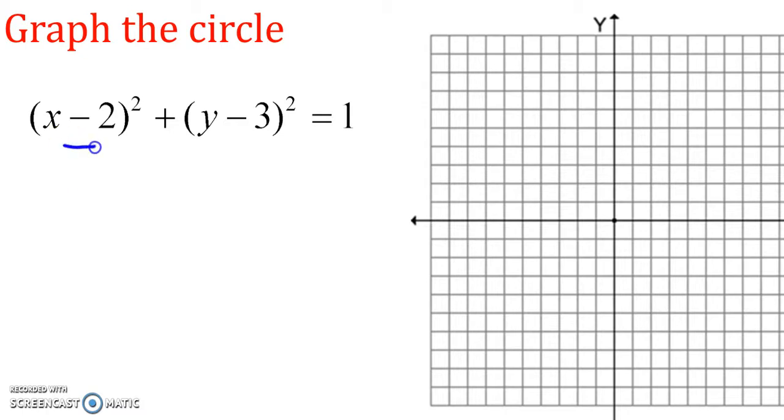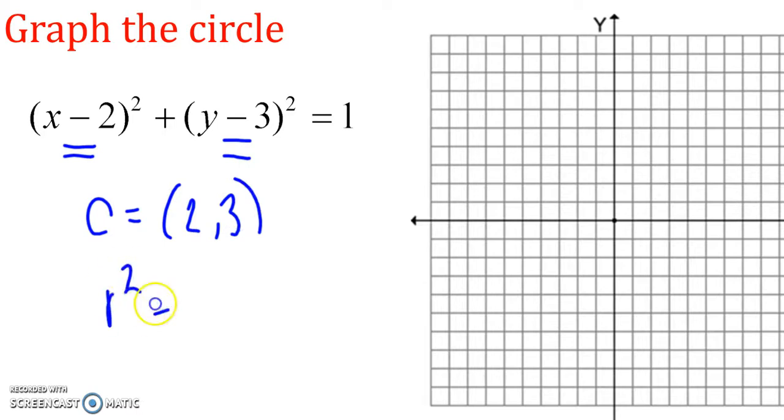So what I'm going to do is look at this and realize this is the standard equation, so it is minus and it is minus, so my center is actually positive 2, positive 3. r squared is 1. When I square root that, the radius is 1. So I'm simply going to go to positive 2, positive 3, which is here, first quadrant, and I'm going to go up 1, over 1, down 1, left 1, and I'm going to draw my little circle right here.